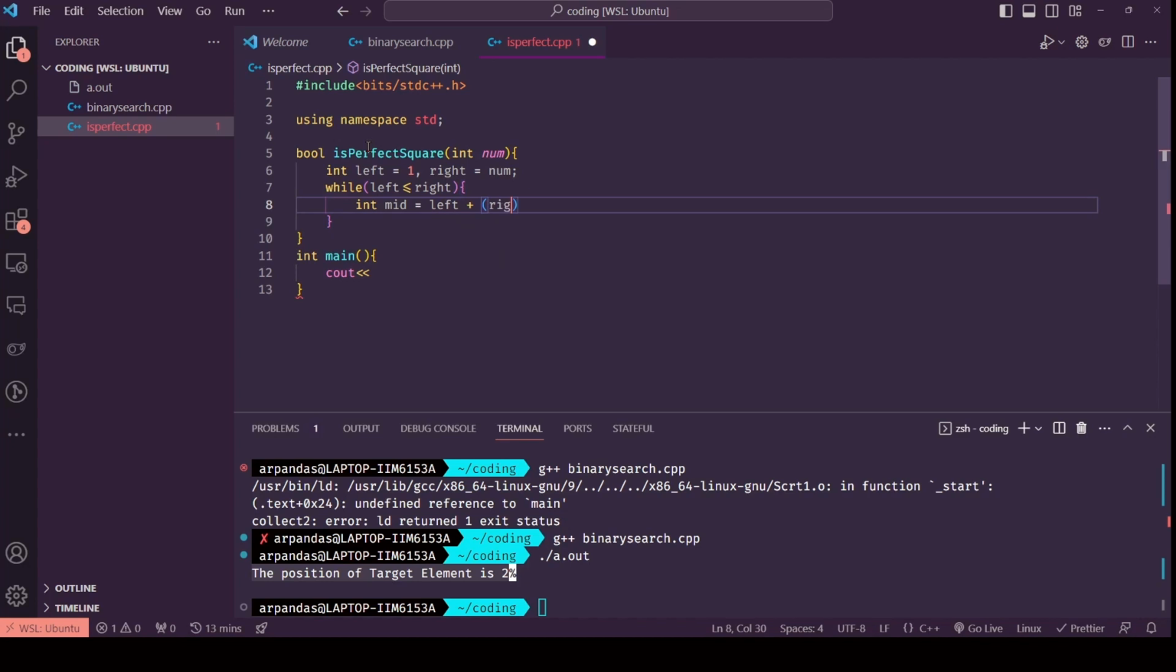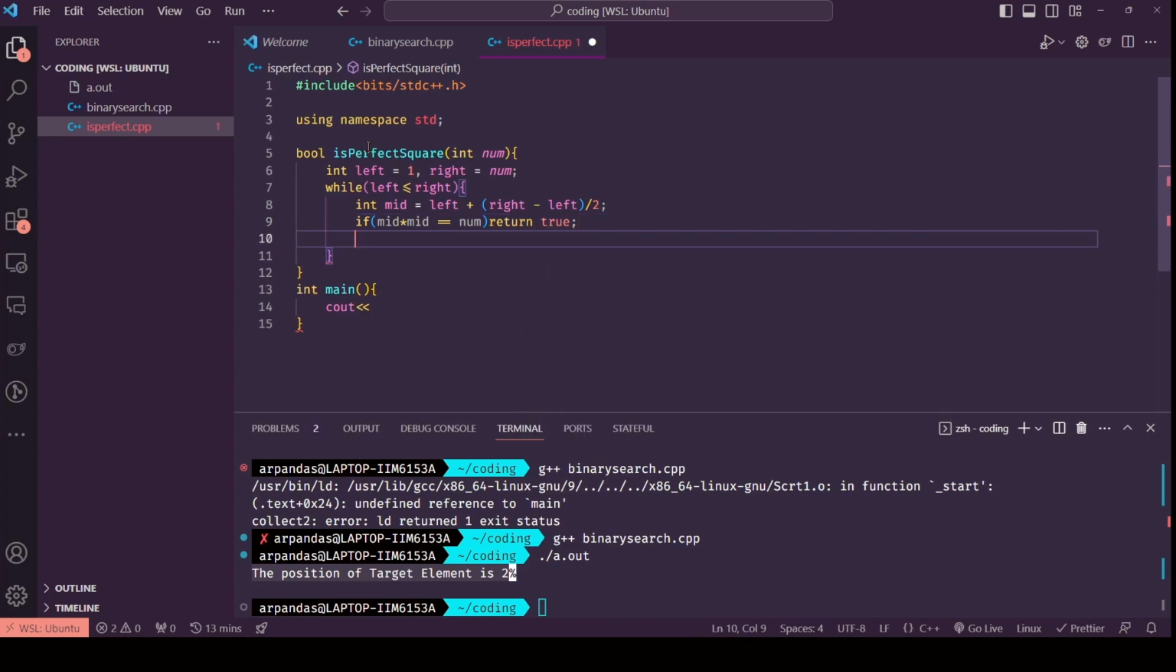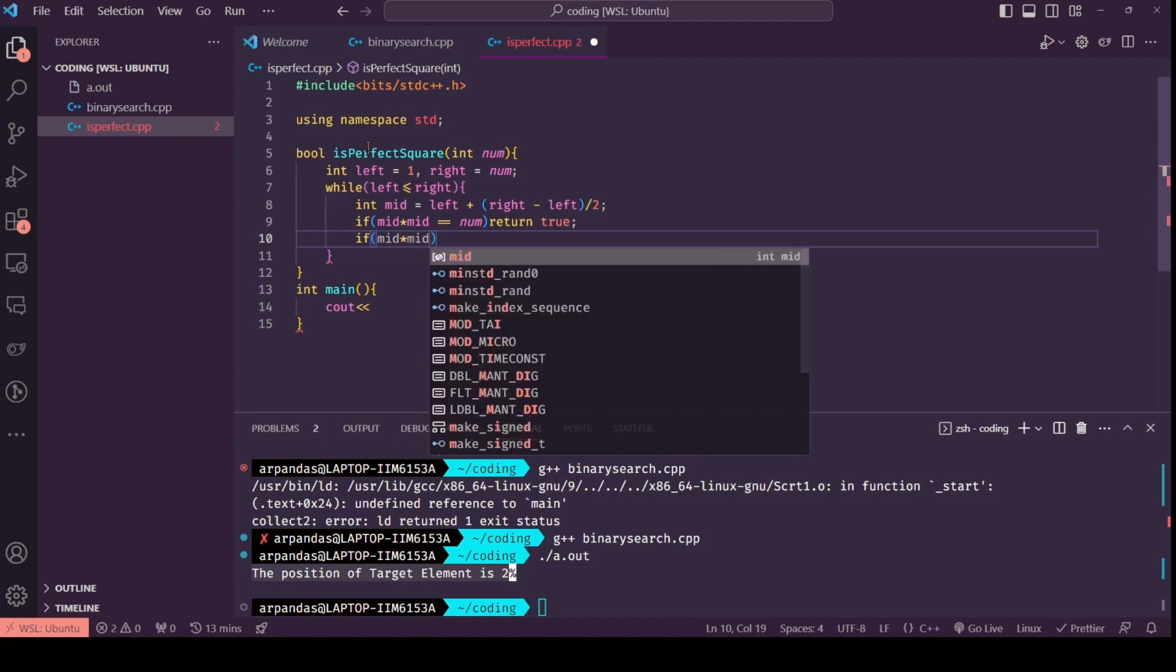First we can find our mid, equal to left plus right divided by 2. If mid into mid equals num, return true.